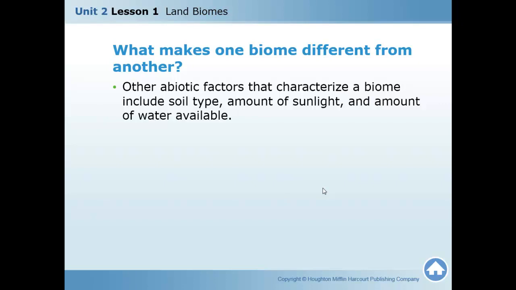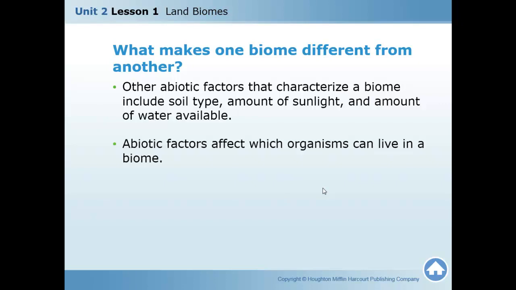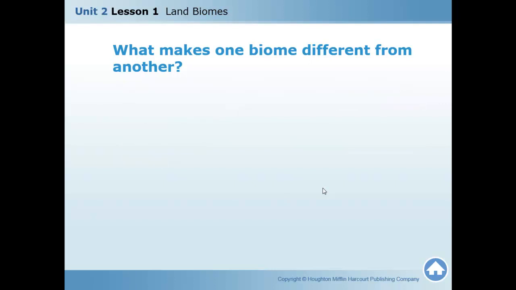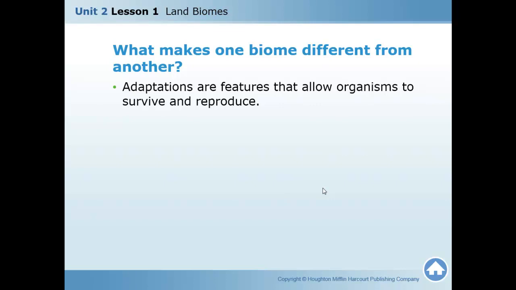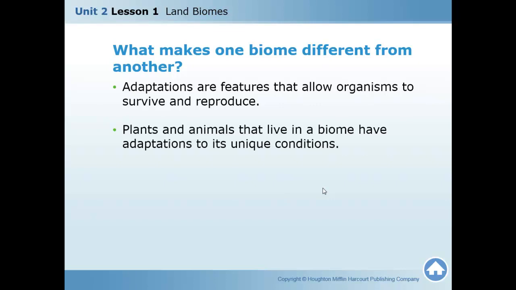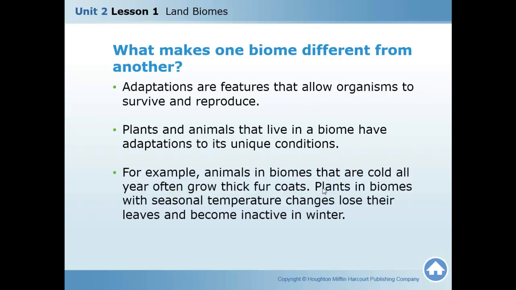Other abiotic factors that characterize a biome include soil type, amount of sunlight, and amount of water available. Abiotic factors affect which organisms can live in a biome. Adaptations are features that allow organisms to survive and reproduce. Plants and animals that live in a biome have adaptations to its unique conditions.